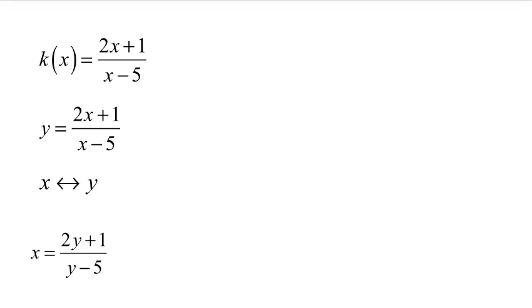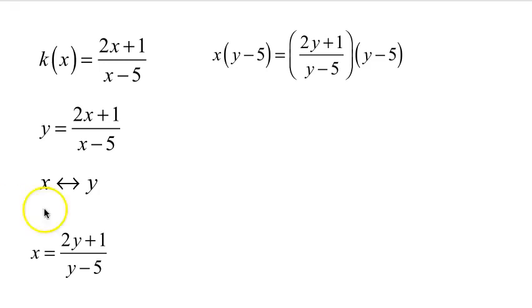First thing I have to do is multiply both sides by y minus 5. That will clear the denominator on the right side. So on the right side, y minus 5 cancels y minus 5, leaving me with 2y plus 1. On the left side, we get xy minus 5x. Now I have to solve for y, so I want to get all the y's on one side, all of the non-y's on the other. So let's get all of the y's on the left side. Subtract 2y from both sides, and then add 5x to both sides.